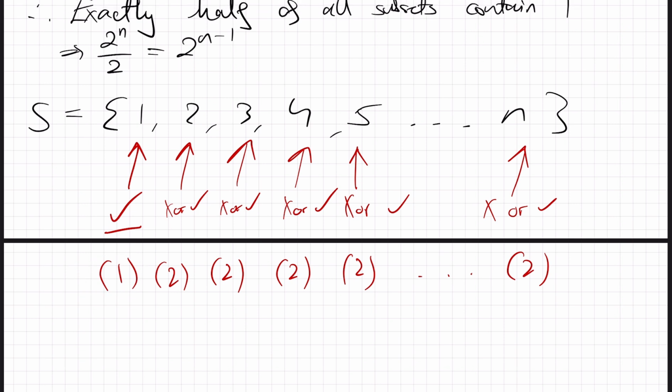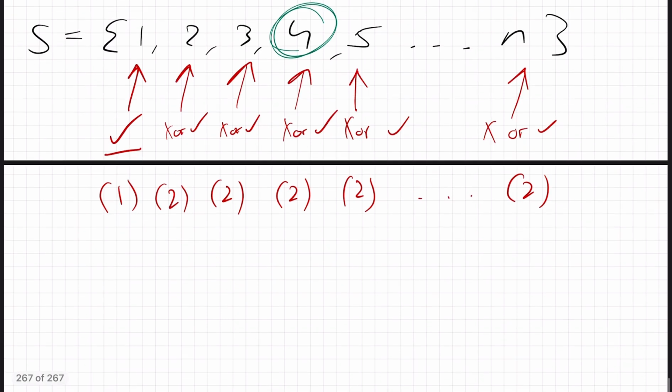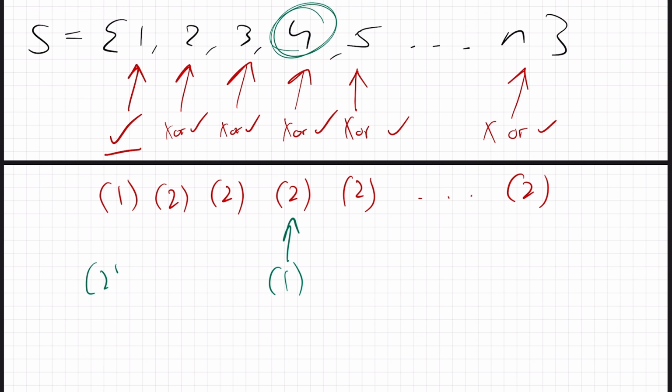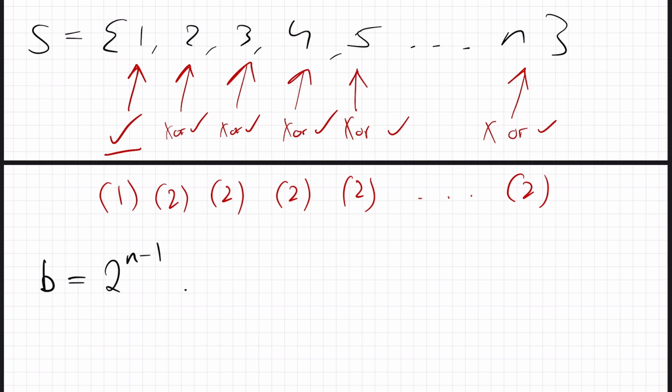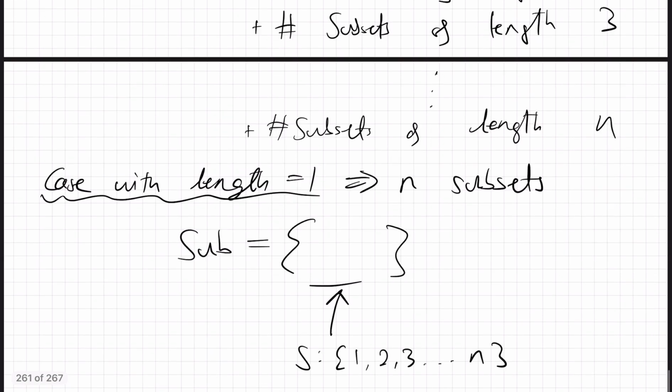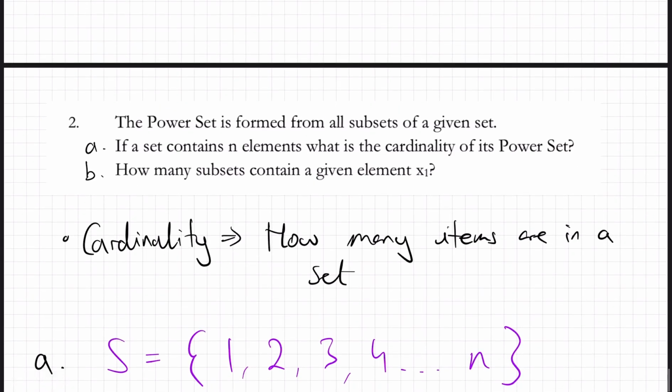And notice that it doesn't really matter what element we pick. Like, if it was the 4 which we needed to add, then we would have only one choice for the 4, it's always in it, but then the 1 would get 2. So the numbers get shuffled around, but the multiplication ends up being the same. So there's the answer to part B. We'll say it is 2 to the n minus 1. Okay, and that seemed like a relatively simple question.